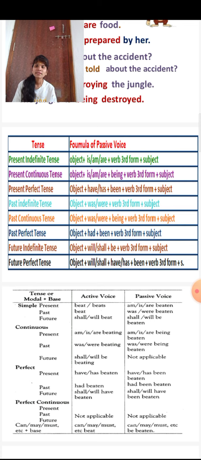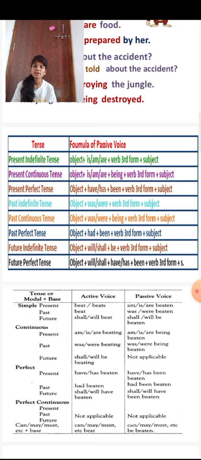Next, Asha was learning French. The next sentence in active voice: Asha was learning French. In passive voice: French was being learned by Asha. And next, she was playing kabaddi. Kabaddi was being played by her. So these are the examples for past continuous tense.